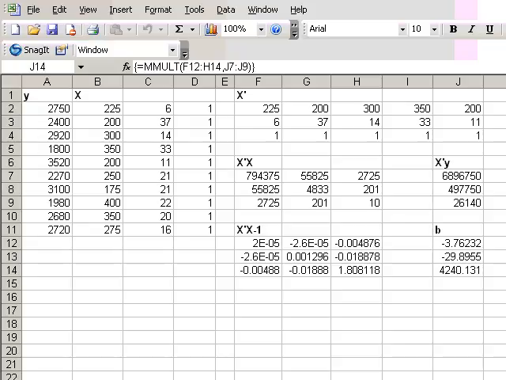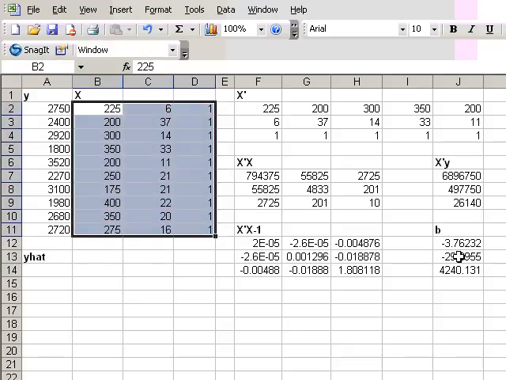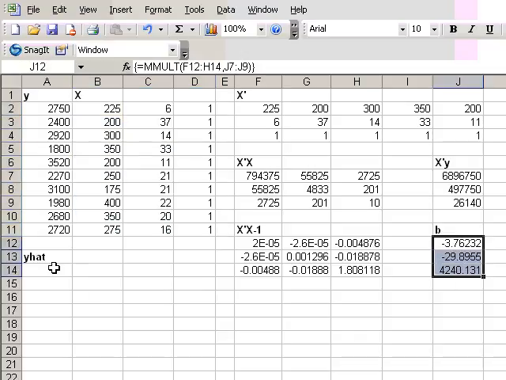Now that we've calculated the coefficients for B, we can go on to calculate all of the regression results for multiple regression. The first step will be to calculate the values of y hat, which we will put here. An easy way to calculate y hat is to simply multiply the original X matrix times the B matrix. So we will do that.